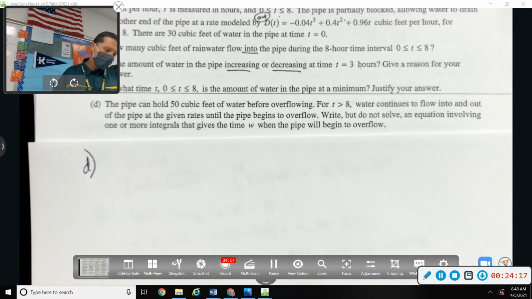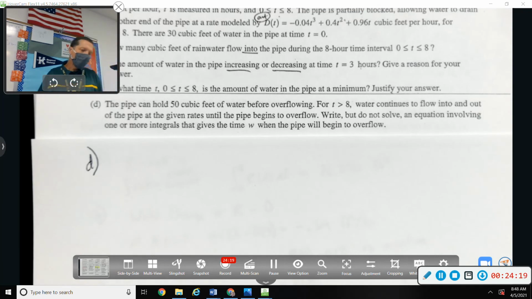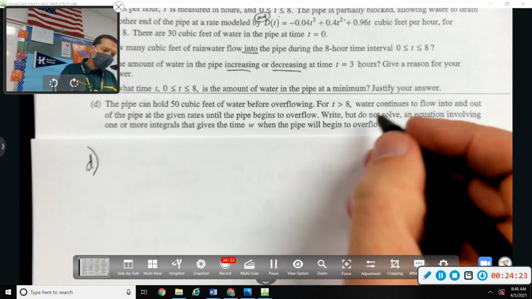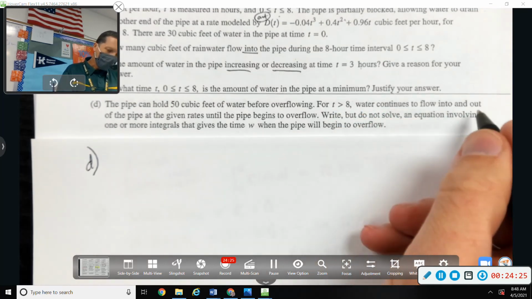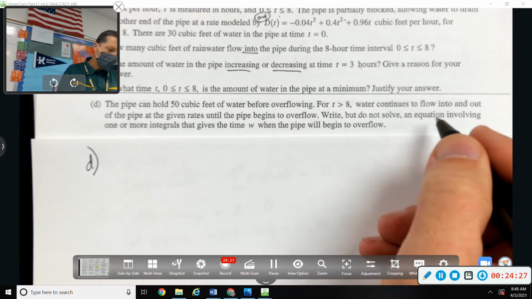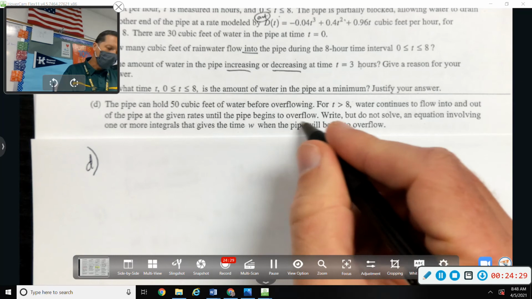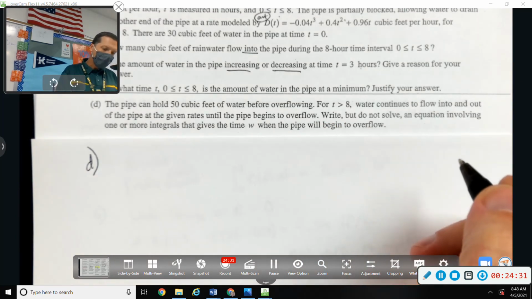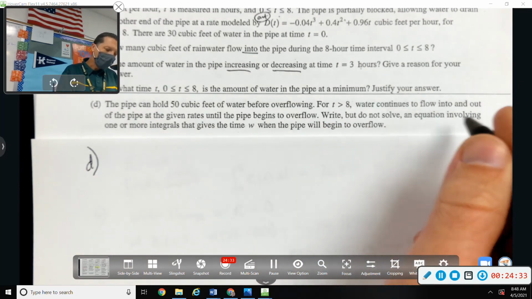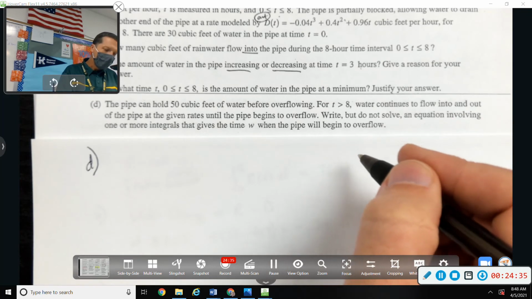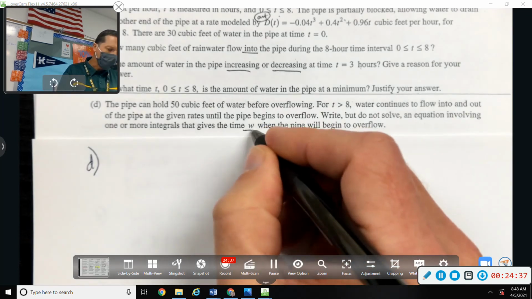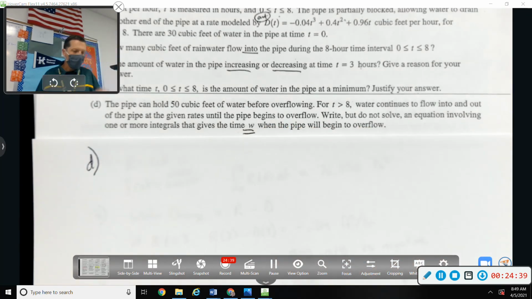Part D, the pipe can hold 50 cubic feet of water before overflowing. For t greater than 8, water continues to flow into and out of the pipe at the given rates until the pipe begins to overflow. Write but do not solve an equation involving one or more integrals that give the time w, I don't know why it can't be time t, whatever, when the pipe will begin to overflow.